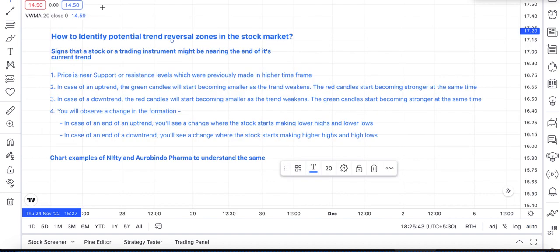So now these are largely the rules to follow. In case of a formation, if you are tracking a downtrend and trying to identify the end of a downtrend, then you have to wait for the stock or the script or index to start making higher highs and higher lows, which will confirm that the formation of a downtrend has been broken. So these are largely the rules that you should keep in mind when you are trying to identify trend reversal zones in the stock market.